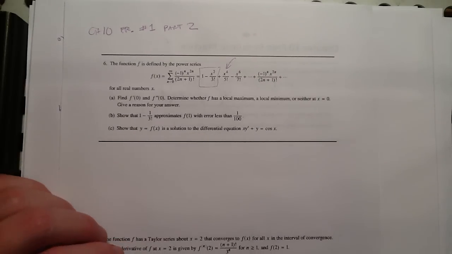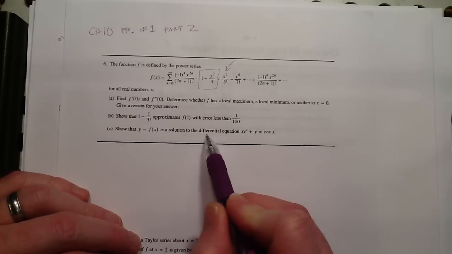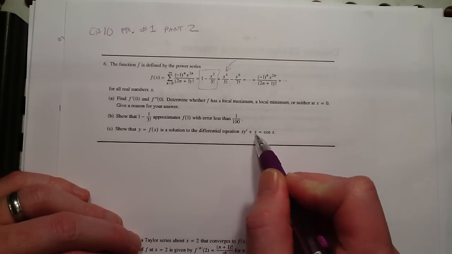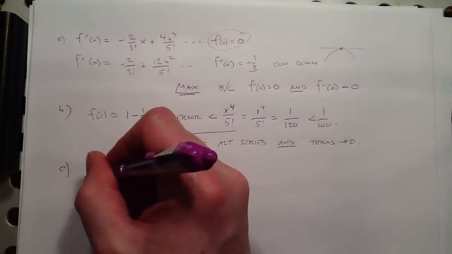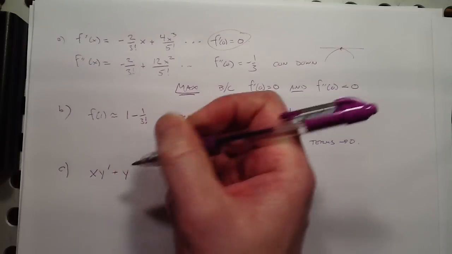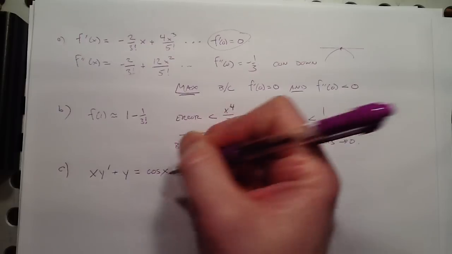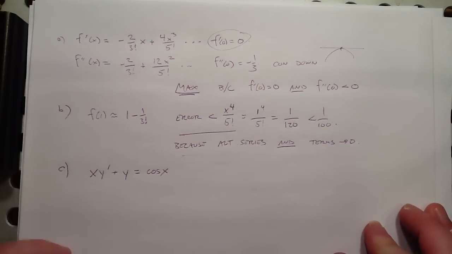Part C. This is interesting. Show that y equals f of x is a solution to the differential equation x times y prime plus y equals cosine x. Let me write that down. So the x times the derivative of y plus y is equal to cosine x. Well, let's see if we can figure out that.